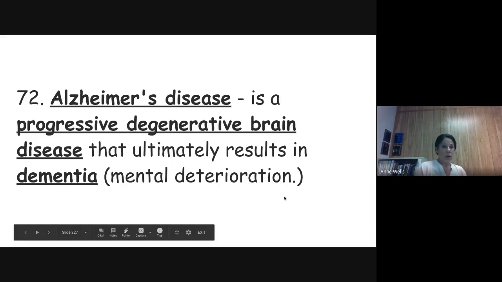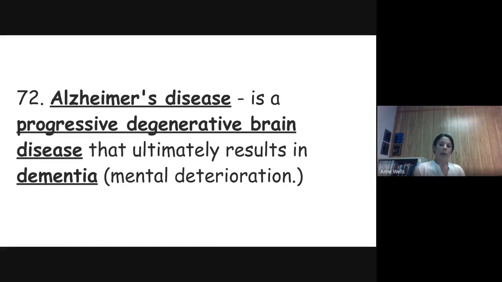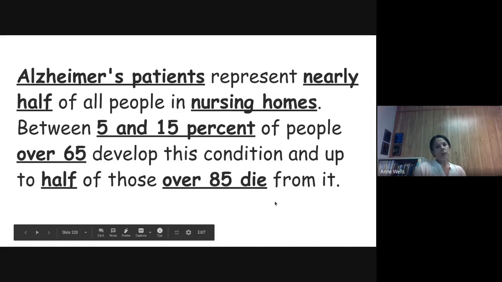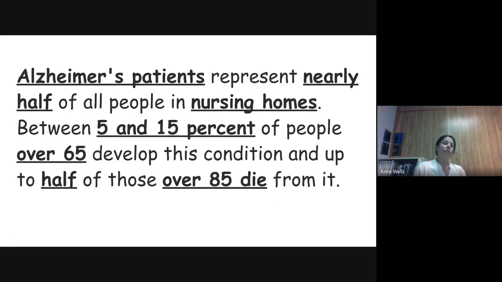Number 72, we've all heard of Alzheimer's disease. It's a progressive degenerative brain disease that ultimately results in dementia, mental deterioration. Alzheimer's patients represent nearly half of all people in nursing homes. Between 5 and 15% of people over 65 develop this condition, and up to half of those over 85 die from it.